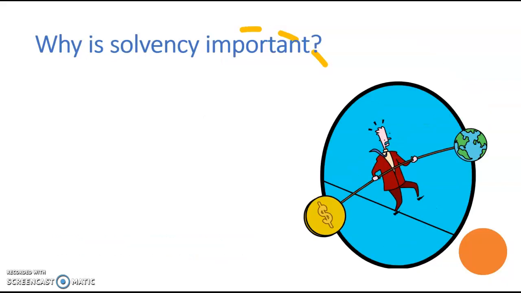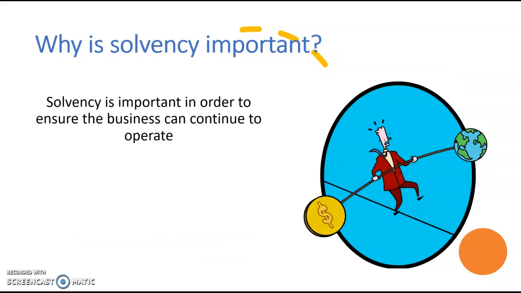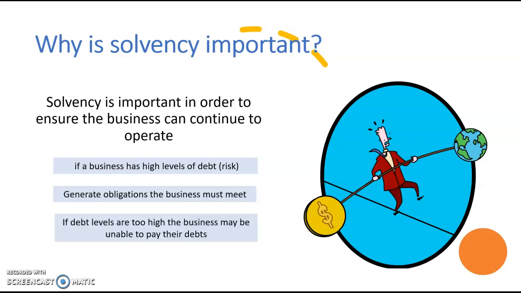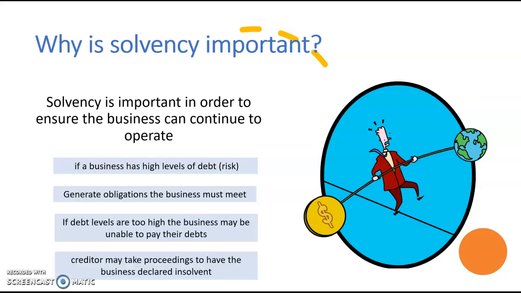So why is solvency important? Solvency is important because it determines whether the business can continue to operate in the longer term. Consider the following. If a business has high levels of debt, that generates risk for the business because it generates obligations that the business must meet. Now, if debt levels are too high and the business is unable to meet these obligations to pay their debts, then creditors may take proceedings to have the business declared insolvent and wound up.